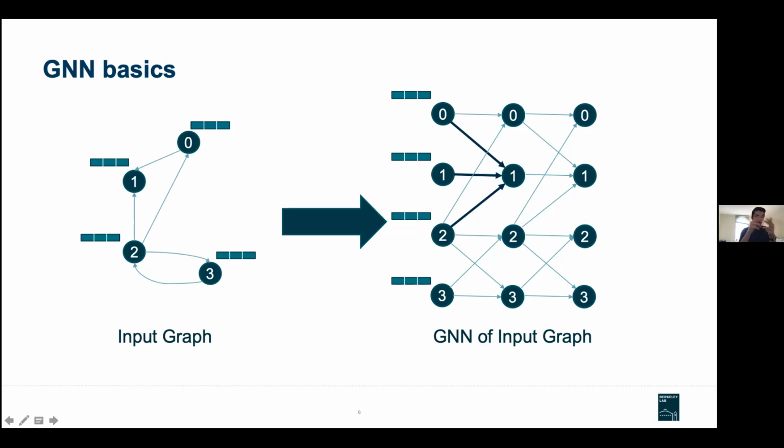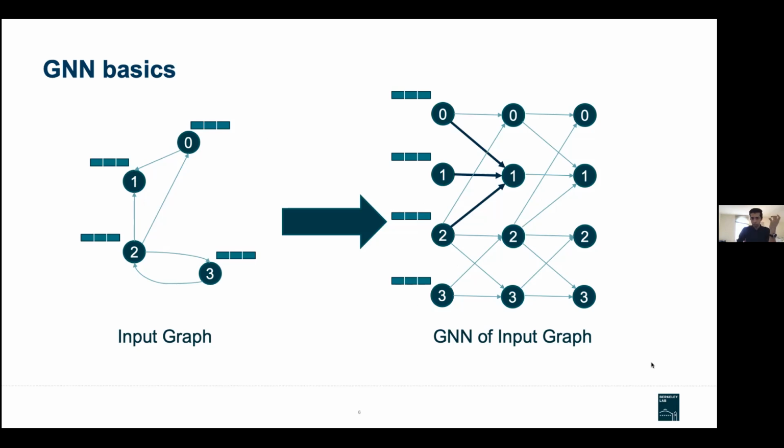And we take that along with the graph as input. To construct a GNN from here, let's say we wanted to construct a two-layer GNN, we essentially have layers of the vertices in the original graph and an edge between two vertices if that corresponding edge exists in the original graph. So for instance here, if we look at vertex 1 in our GNN, we have an edge from 0 to 1, 1 to 1, and 2 to 1. That's because in the original graph, vertex 1 has edges 0 to 1 and 2 to 1. And we also include this self loop as well for every vertex in the graph. And so this is how we construct the GNN.